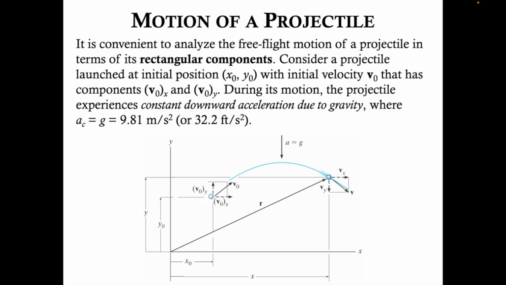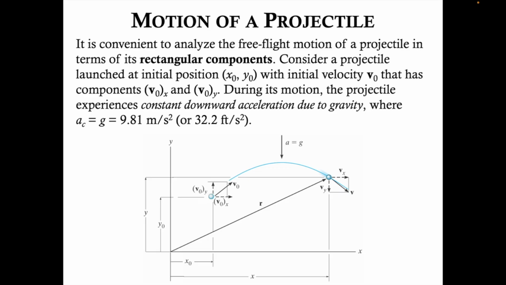Consider a projectile launched at an initial position x0, y0 with initial velocity v0 that has components v0x and v0y. Taking a look at this diagram, here's our projectile that has initial position x0, y0, and has some initial velocity v0, this vector in this two-dimensional space, with an x component v0x and a y component v0y.